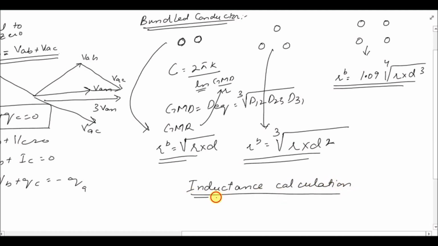So if it is mentioned in the question that the bundled conductor is used, then you have to replace the radius value in the capacitance formula with RB of the respective bundled conductor, right? This RB is the GMR value, but just remember, in the inductance case this was R dash, which is equal to R e raised to minus 1 by 4, but when you are calculating the capacitance value, this R will be the radius of the conductor.